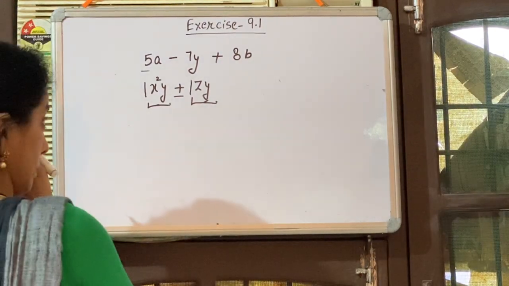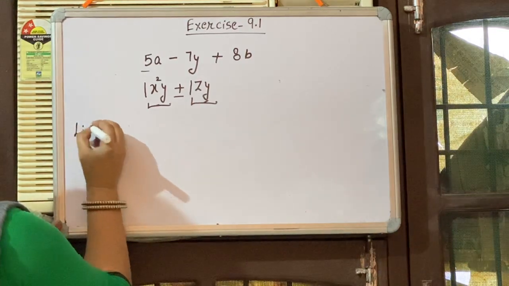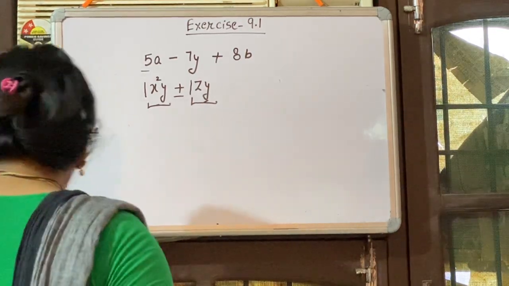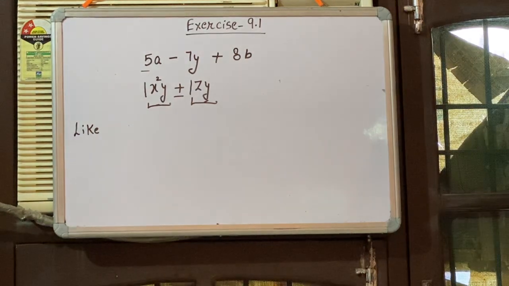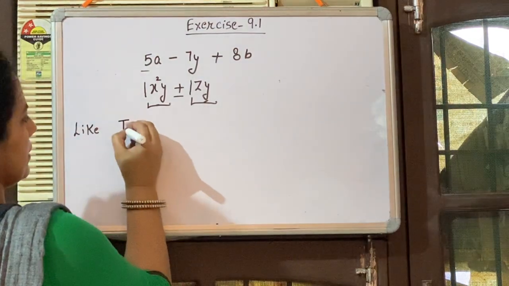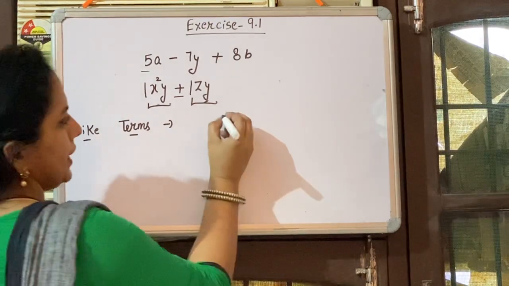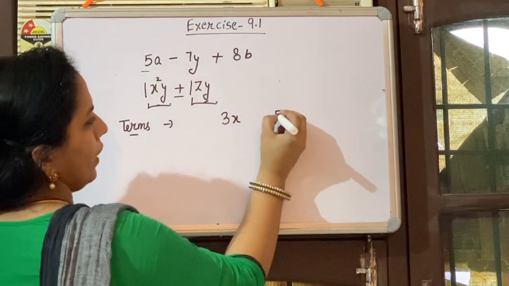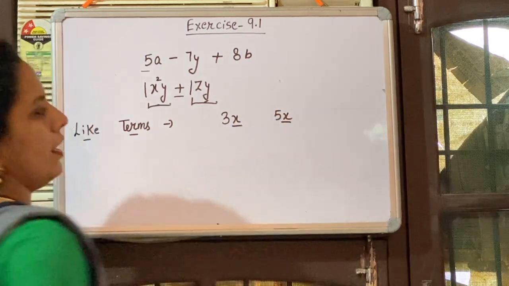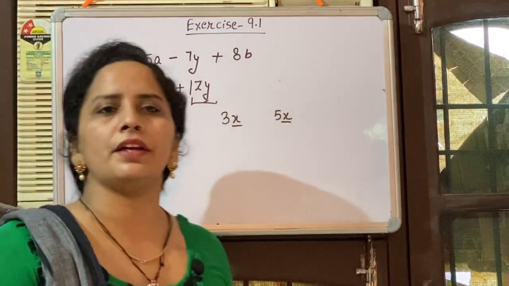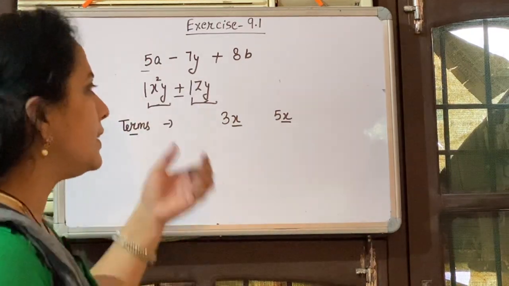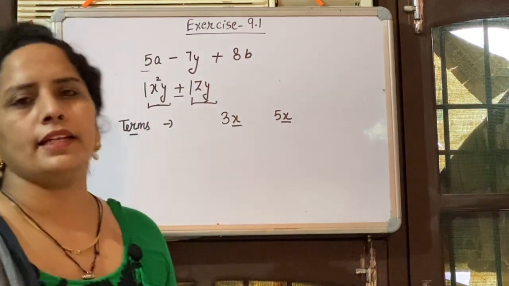Next is like terms. Like terms, those terms which have same variable. That means the terms which have same variable, then these terms are called like terms. For example, if we take 3x, 5x, variables are same as well as power of the variable must be same, then these terms are called like terms.